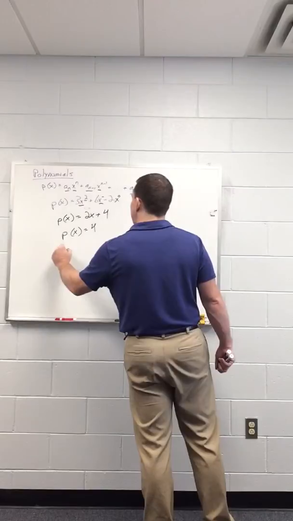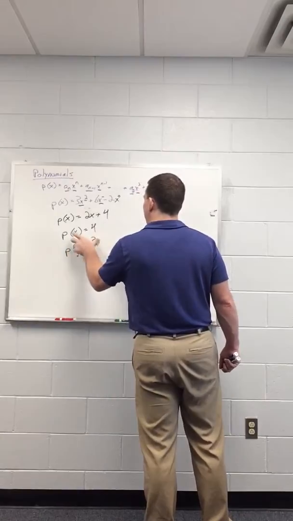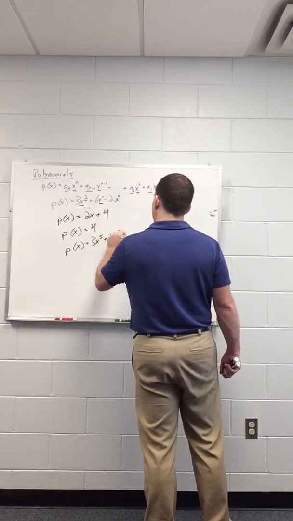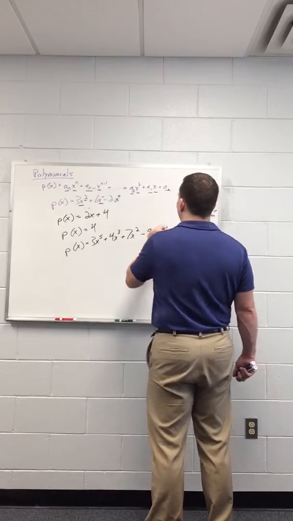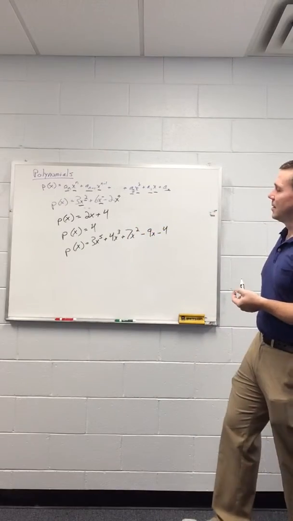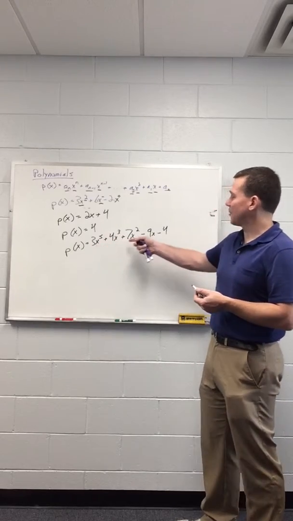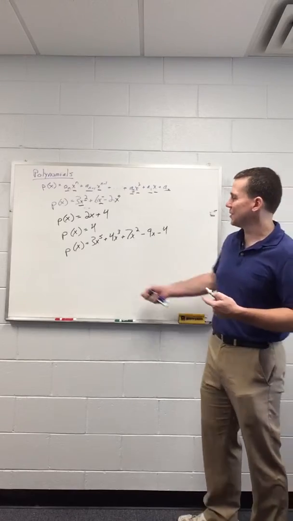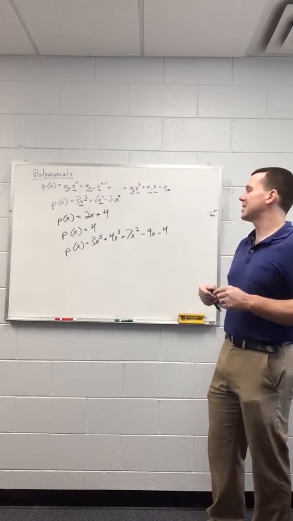But we can just as easily have something like p of x equals 3x to the 5th plus 4x cubed plus 7x squared minus 9x minus 4. Now I have an x, but it's raised to a whole bunch of powers, 5, 3, 2, 1, 0. Those are all nice non-negative integers. And I have a bunch of coefficients, constants, so I'm good. That's a polynomial.